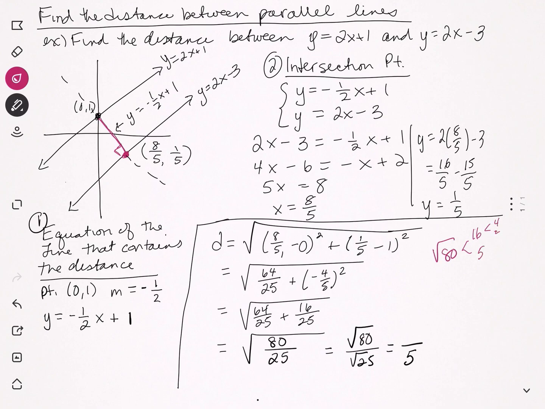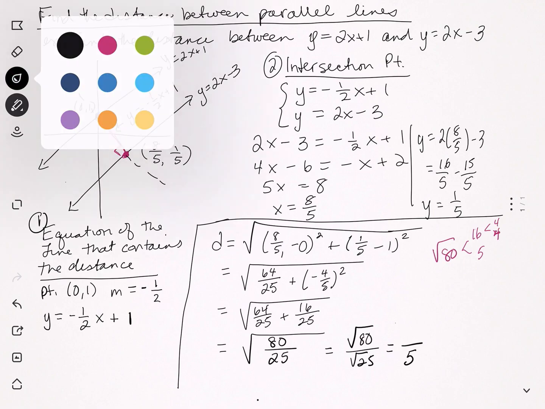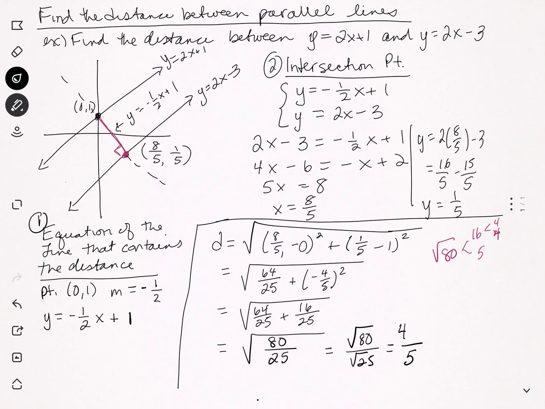So my numerator is going to be 4 times the square root of 5 over 5. I can only interact regular integers with regular integers and radicals with radicals. So my final answer for my distance between these two parallel lines is 4 square root of 5 over 5.